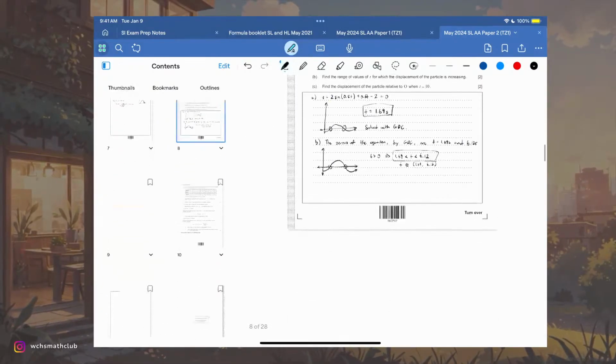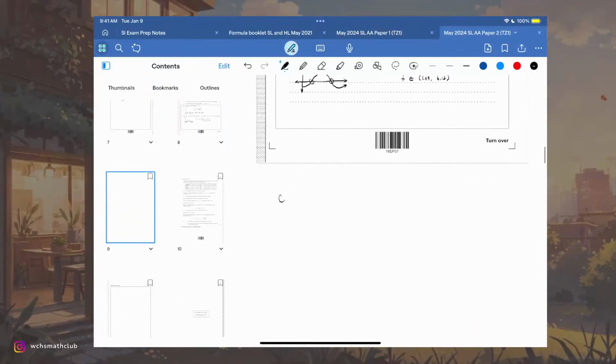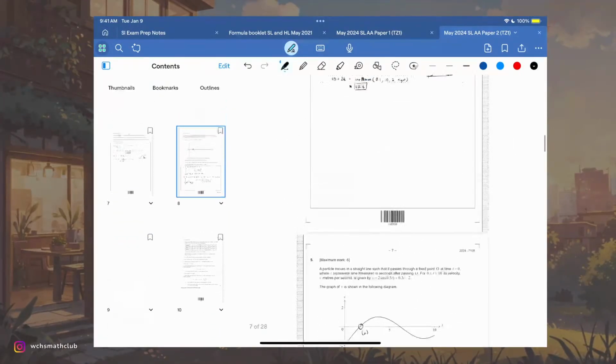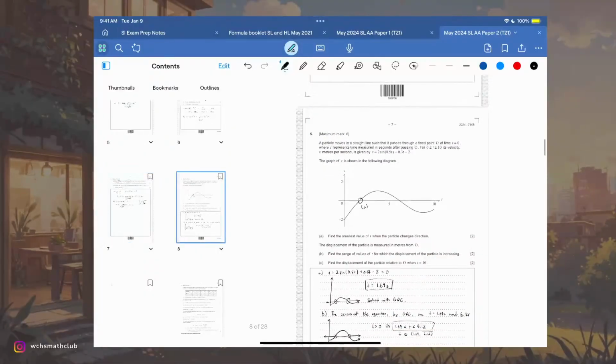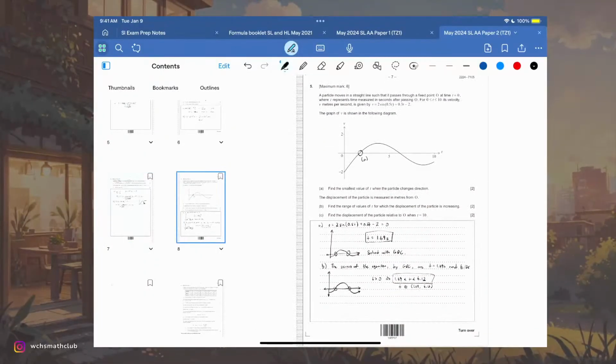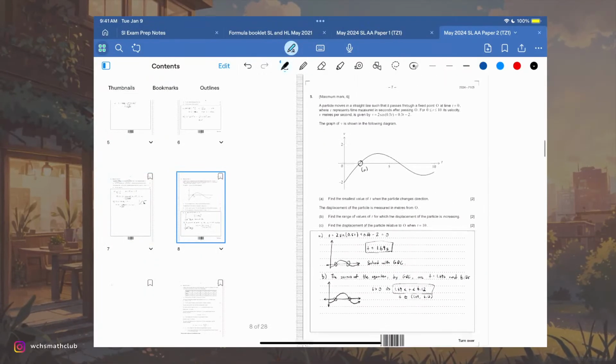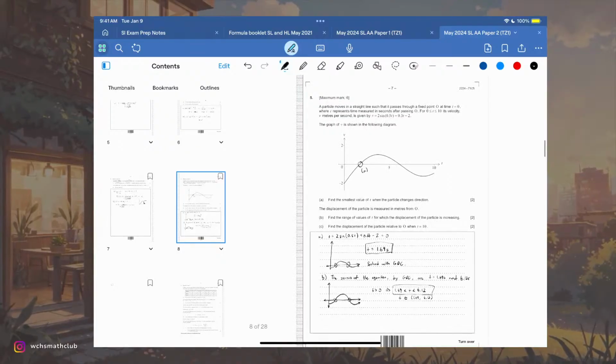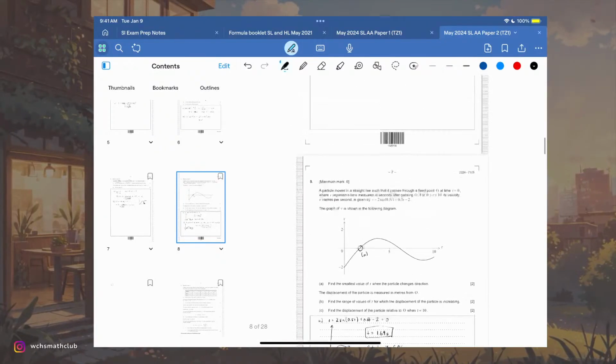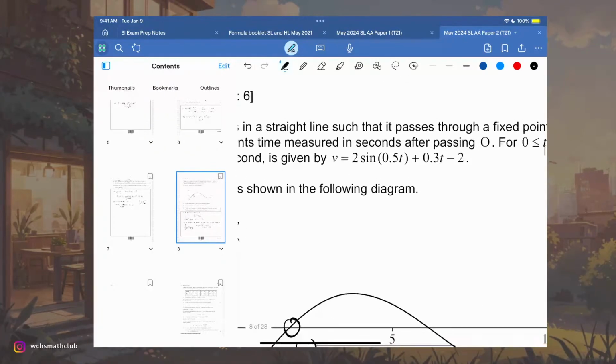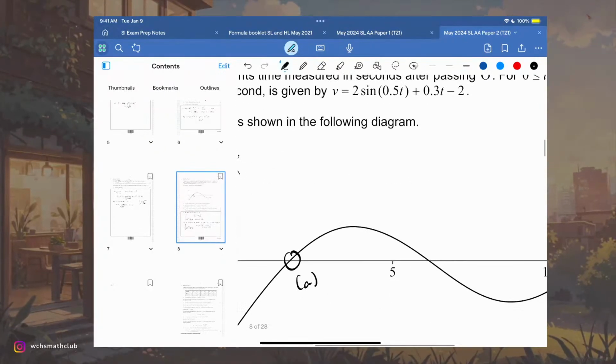Okay, so for part C, what we're going to do is find the displacement of the particle relative to O when t equals 10. So O is like this arbitrary point. What we need to do is, in order to get displacement, take the integral of velocity.